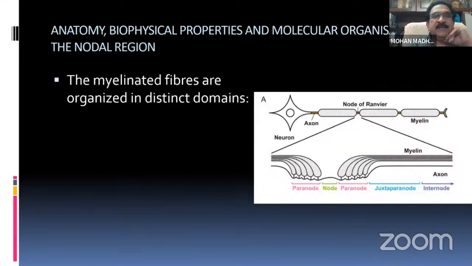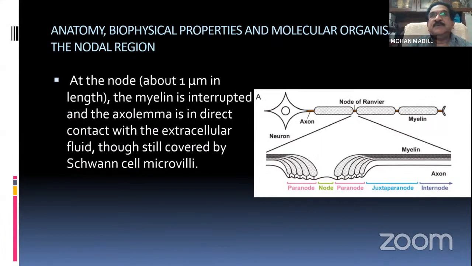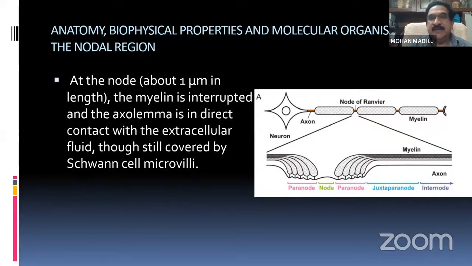Now, the anatomy. Let's come to the anatomy of the node. The myelinated fibers are organized into distinct domains, as you all know: the node, paranode, the juxtaparanode, and internode. The node, which is about 1 micrometer in length, the myelin is interrupted and the axolemma is in direct contact with the extracellular fluid, though still covered by the Schwann cell microvilli. And this is the node part of this region.